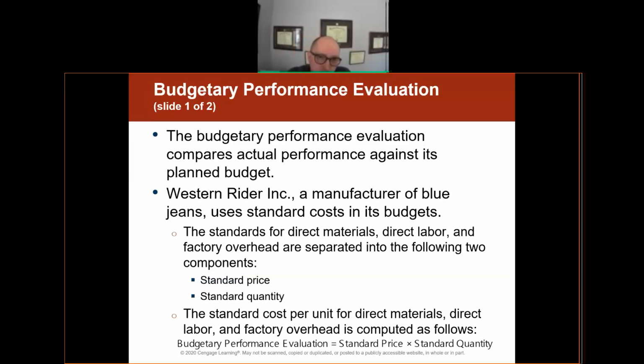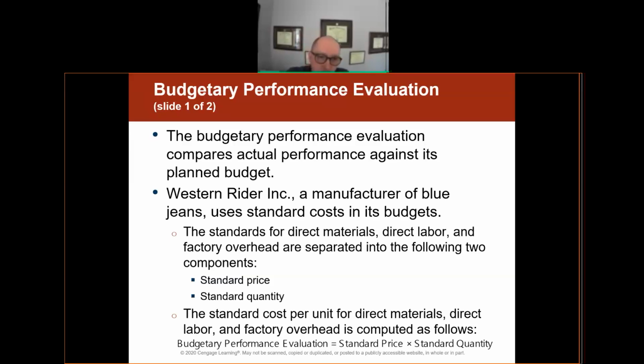We can use our budget as our standard costs, and we can compare our standard costs to our actual performance. So in other words, when we talk about standard costs, think about the budget, think about the budgeted, and think about the comparisons that we can make.